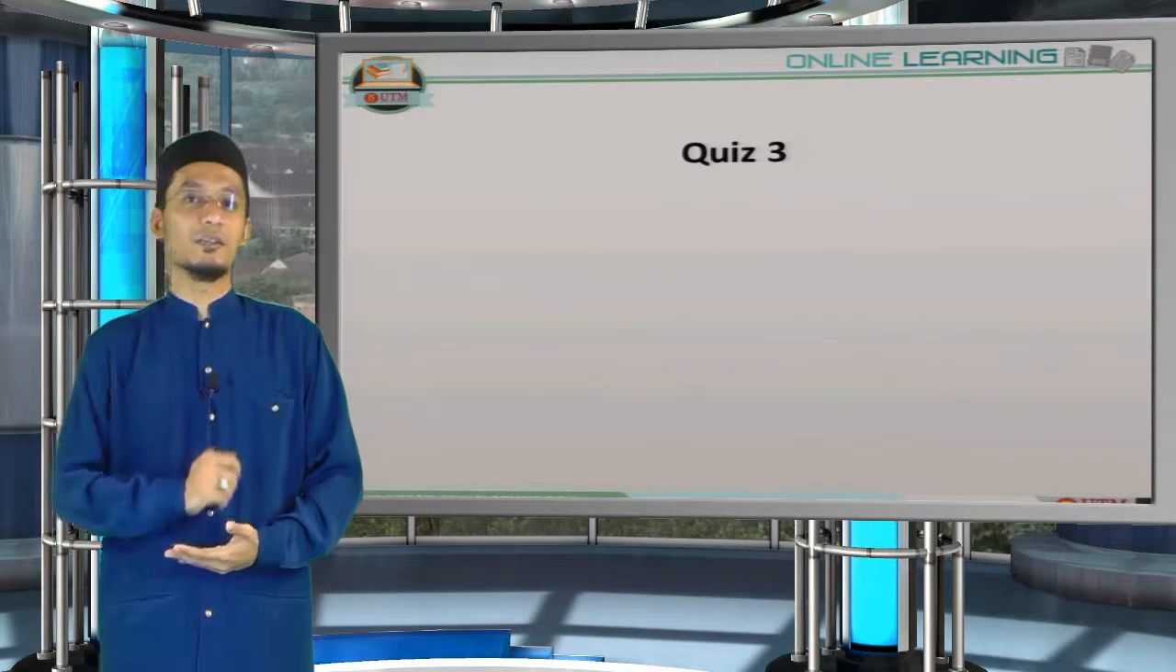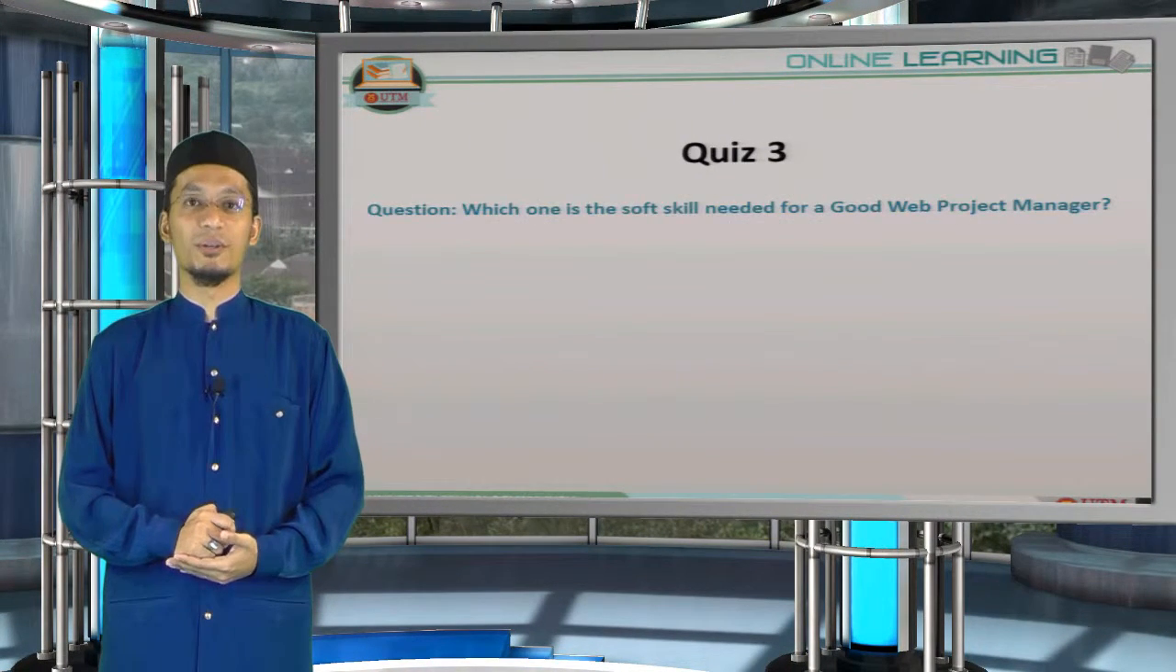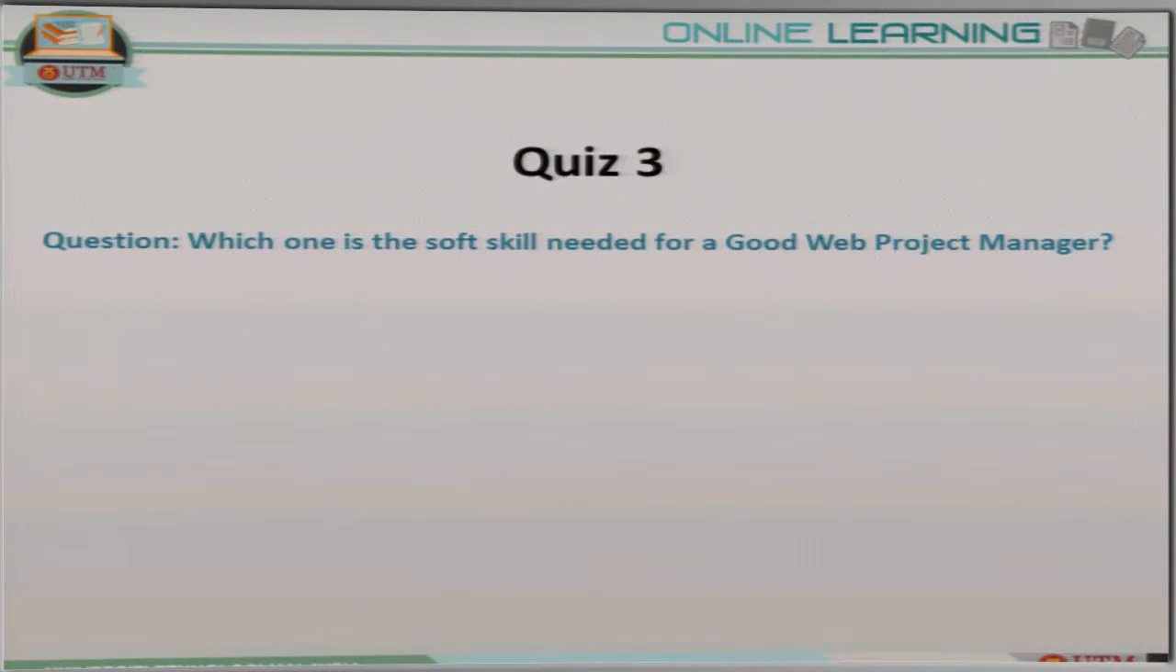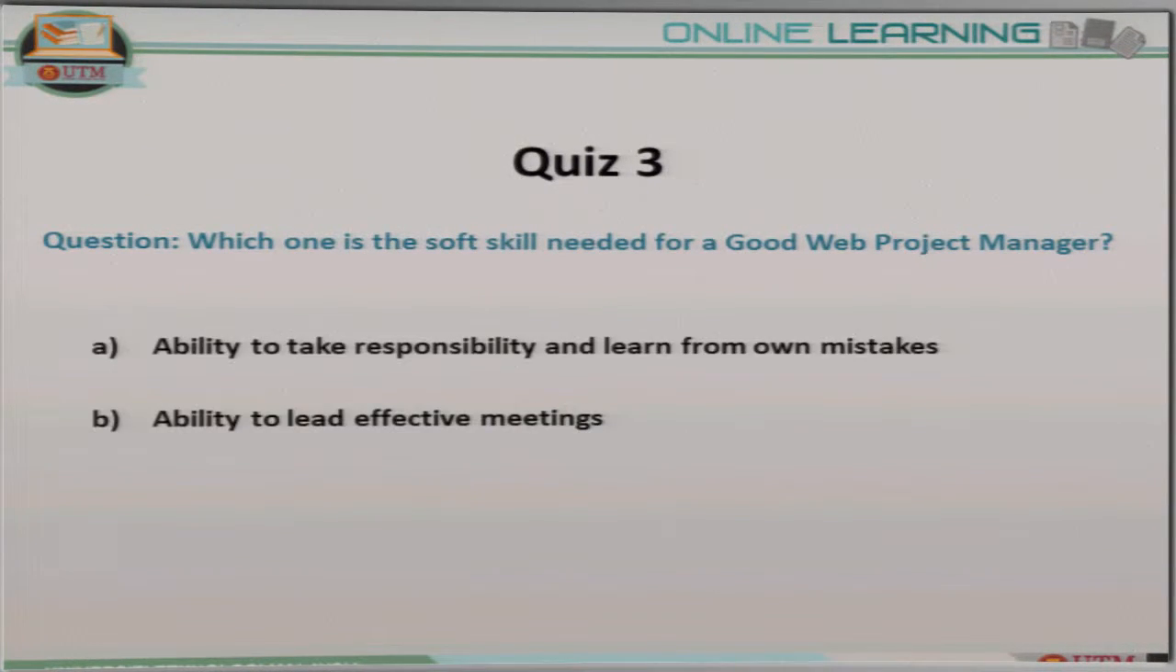Now, another quiz for you to look at. Which one is the soft skill needed for a good web project manager? Is it A, the ability to take responsibility and learn from own mistakes, or B, the ability to lead effective meetings? Take a moment to think about this.